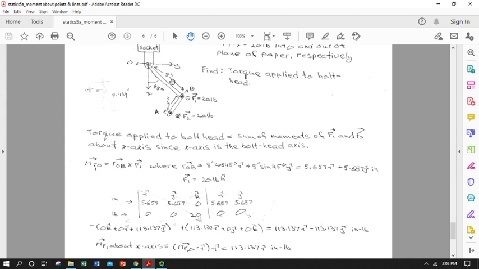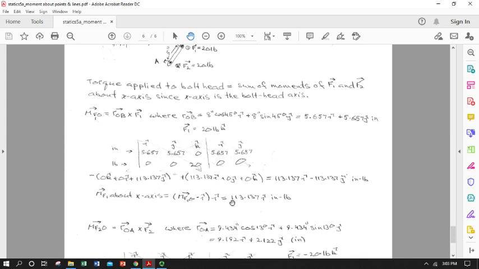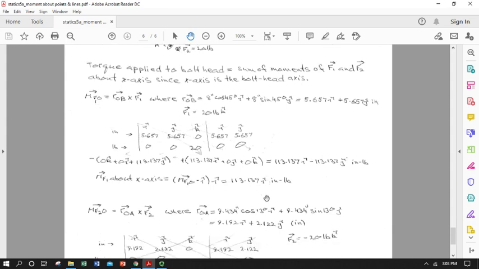F1 is pointing out of the paper, and so that's positive k hat direction. I took the cross product to get a moment of B about O, and that ended up being 113 and change inch-pounds, all in the i hat direction. So great. It's already all in the direction of the shaft. That's kind of nice.